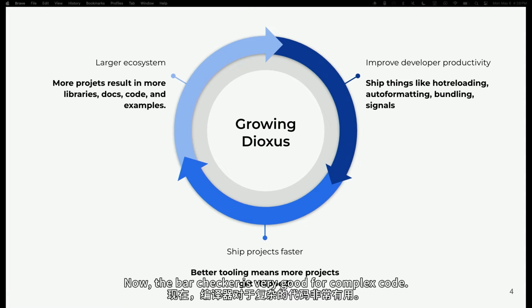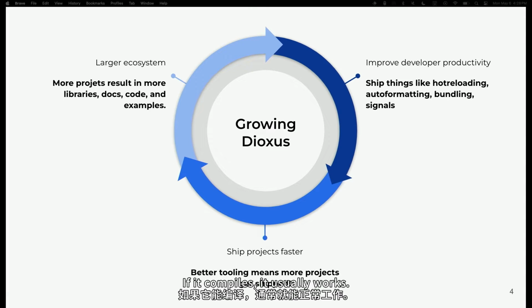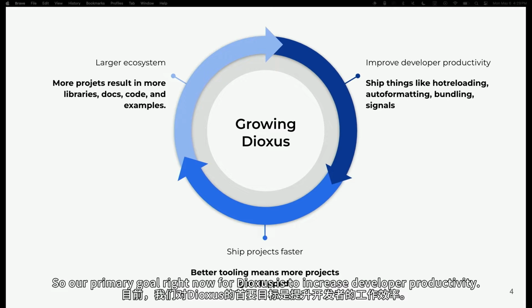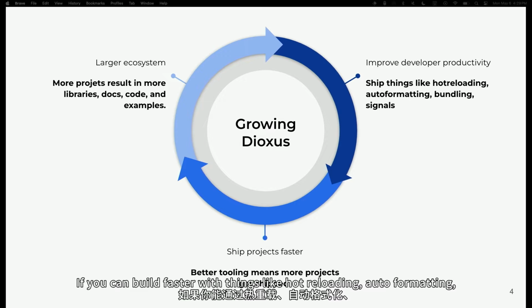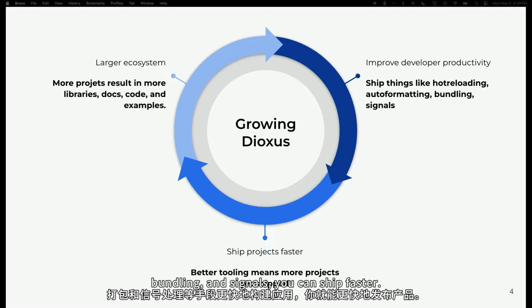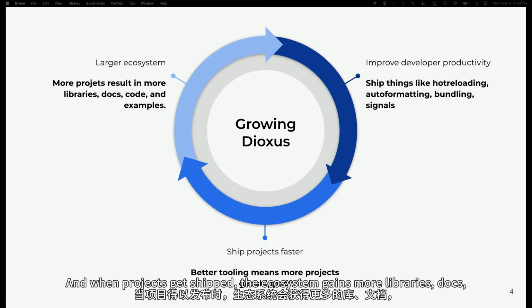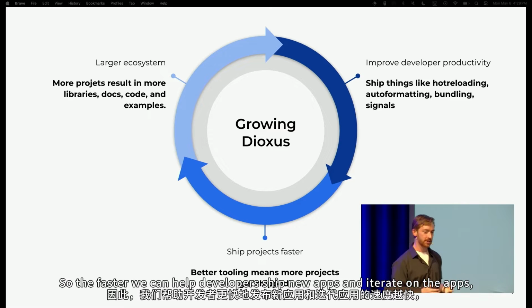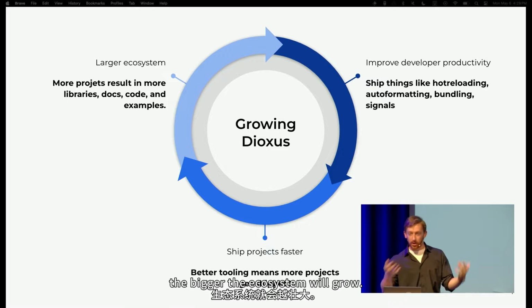Now, the borrow checker is very good for complex code. If it compiles, it usually works. But UI code tends to be simpler. So fast iteration is generally more important than whole correctness. So our primary goal right now for Dioxus is to increase developer productivity. If you can build faster with things like hot reloading, auto-formatting, bundling, and signals, you can ship faster. And when projects get shipped, the ecosystem gains more libraries, docs, and examples, which feeds back into developer productivity. So the faster we can help developers ship new apps and iterate on the apps, the bigger the ecosystem will grow.